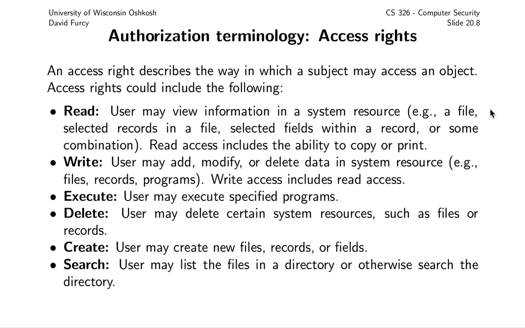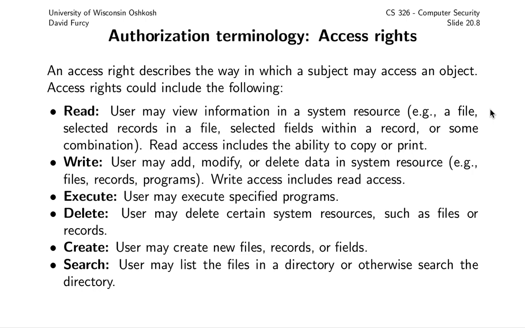So on one side, we have the subjects. These are the users or processes that are trying to access the resources. And then on the other side, we have the resources themselves, which we call the objects. And the thing that's going to connect these subjects with the objects are the access rights themselves. These describe in which way a particular subject is allowed or not allowed to access a particular object.